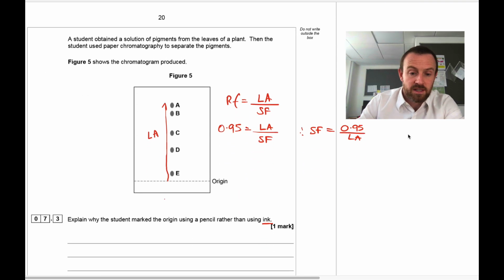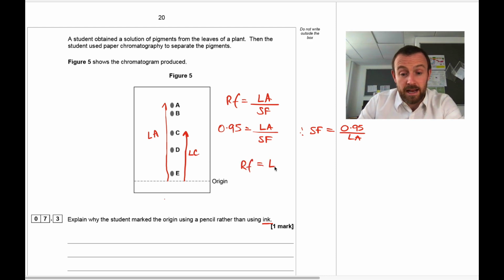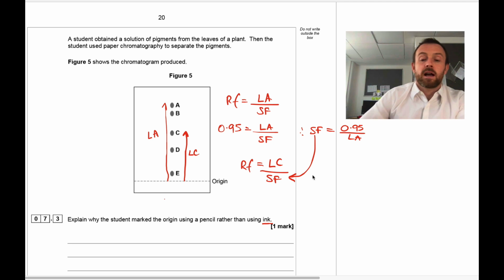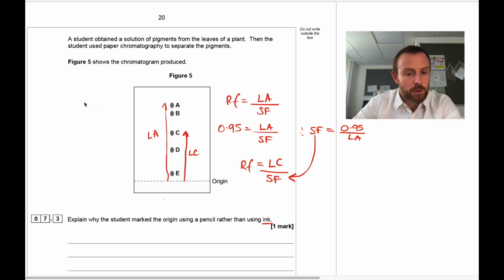So again, for pigment C, you're going to have to measure to the center of the spot. We'll call that length C. So now you do RF value equals length C divided by the solvent front. Remember, you've already got that solvent front, so put it in there. And there you go. That's how you do it.